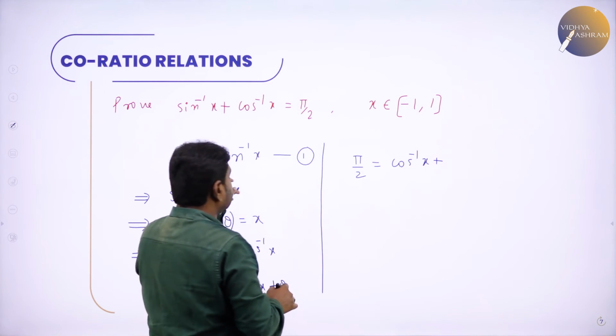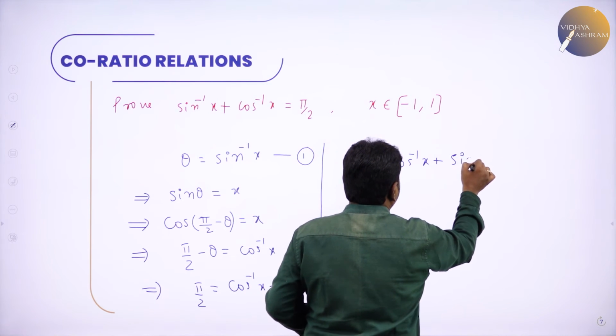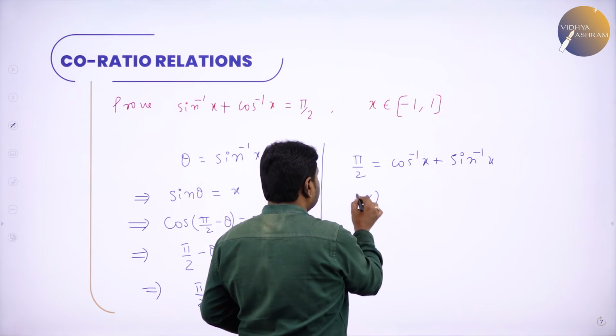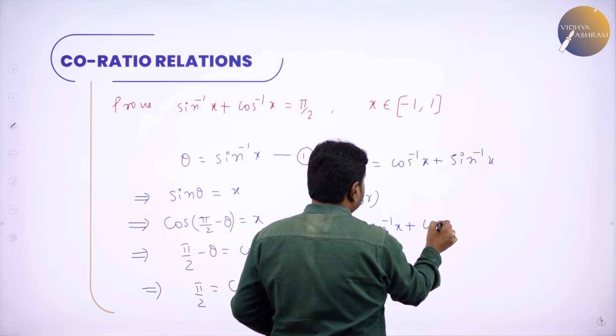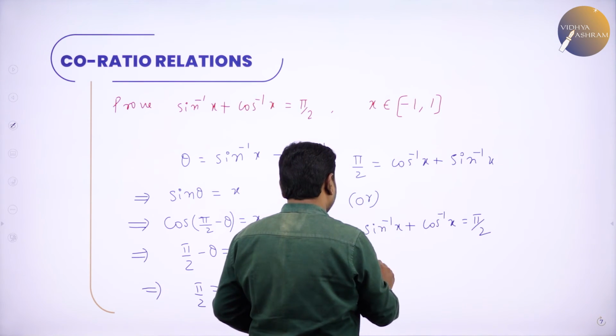What is theta? Theta is sin inverse x. In the place of theta, substitute theta. So hence the proof. Pi by 2 is cos inverse x plus sin inverse x, or sin inverse x plus cos inverse x is equal to, we proved, how much? Pi by 2. Hence the proof.